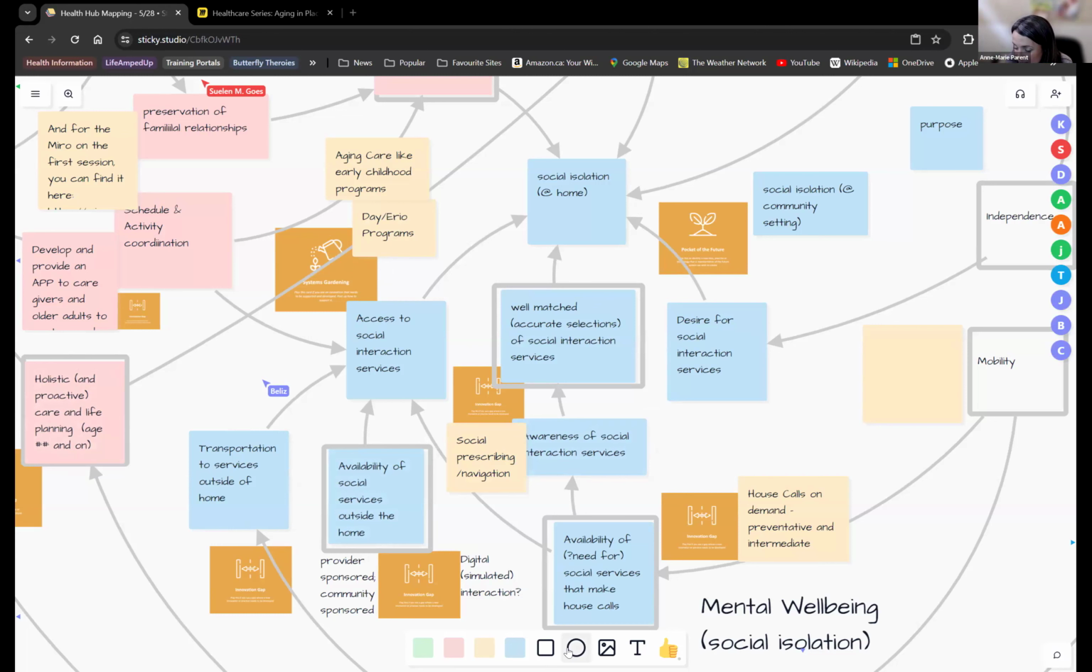So who would like to maybe share some of the ideas that we're seeing here around the blue Post-its, around the availability of those social services, and ideas around provider sponsored or community sponsored digital simulated interactions? Social prescribing, navigation, house calls on demand for preventative and intermediate care.